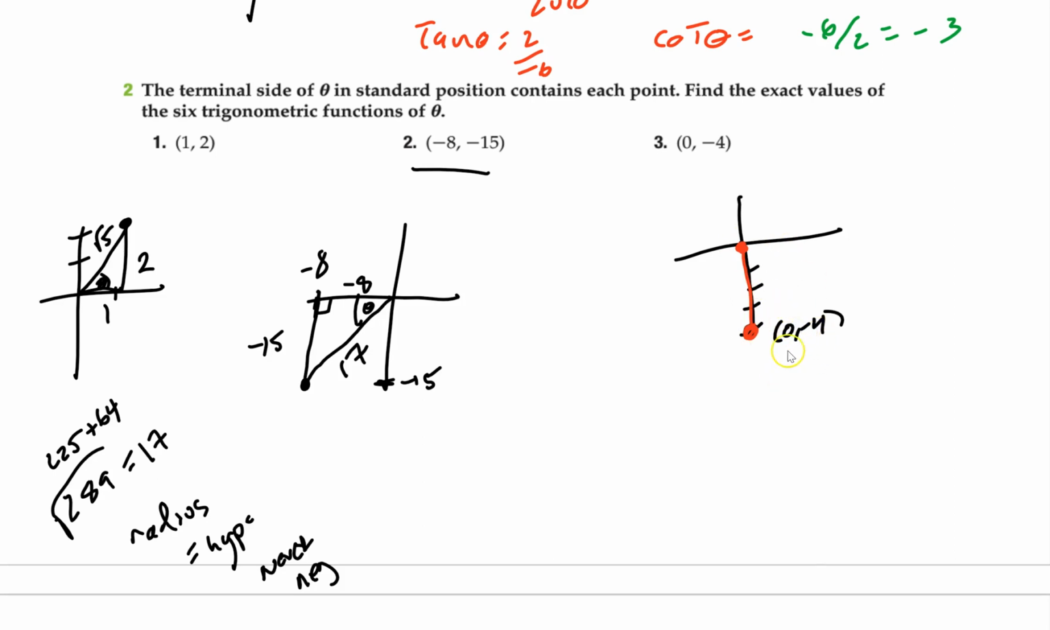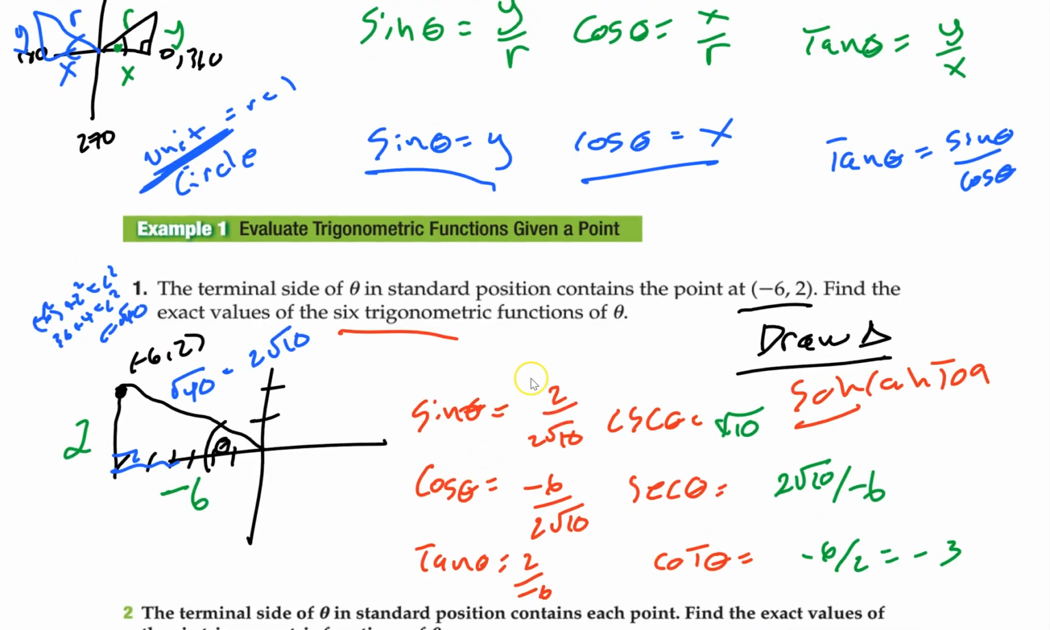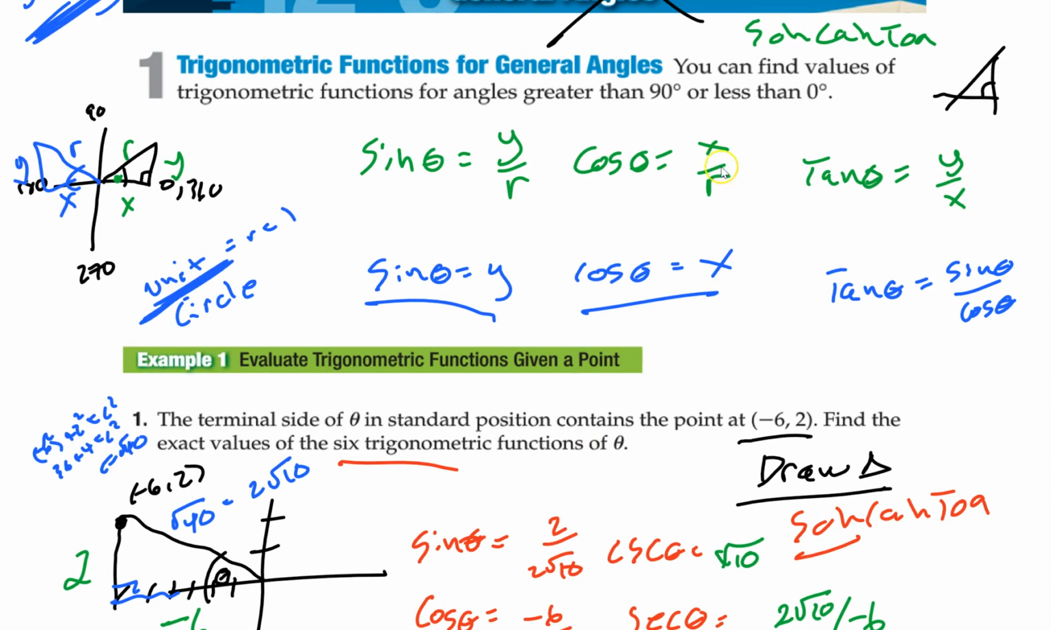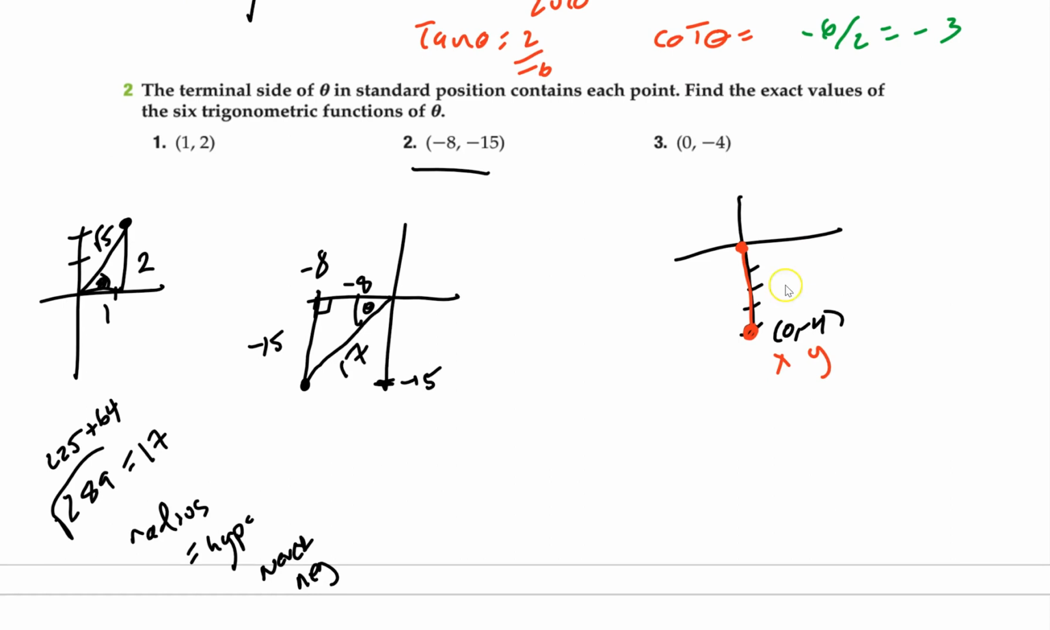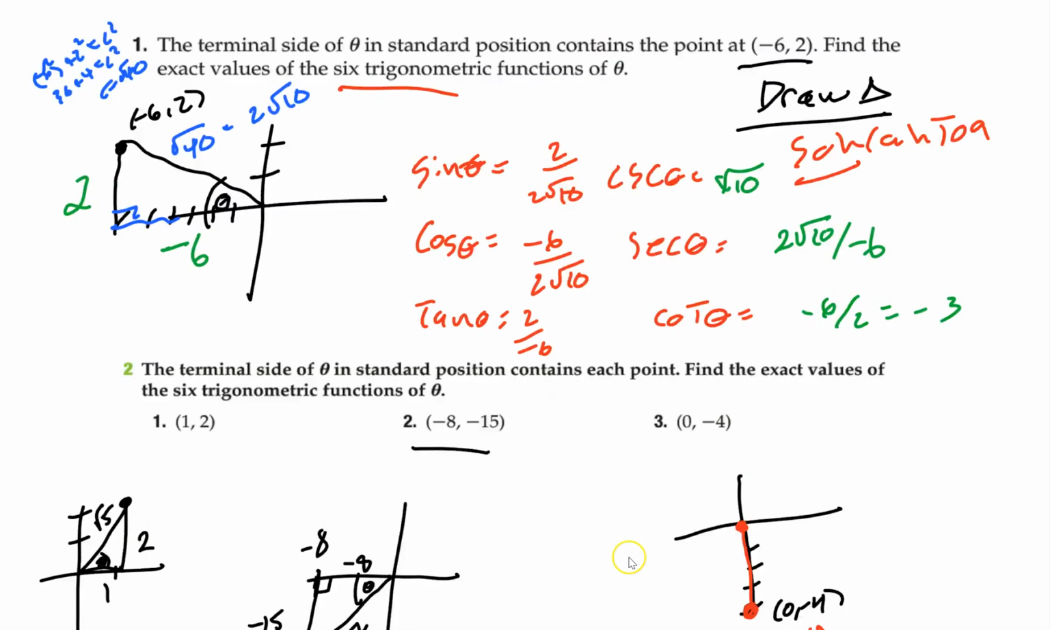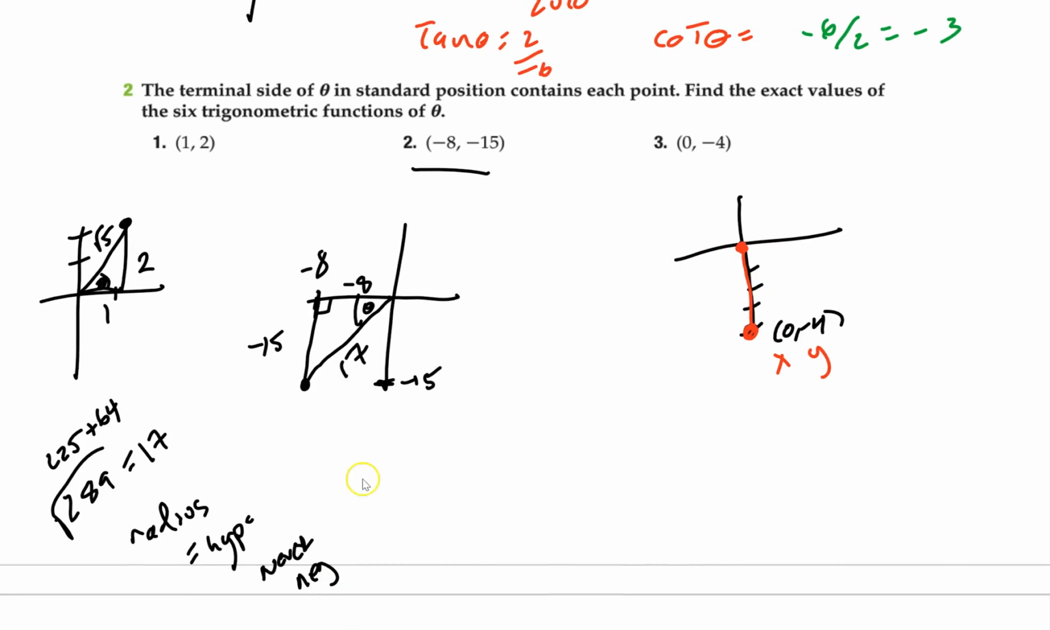This one's special. This is my x value and my y value. And now this is where we use our formulas. Sine equals y over r, cosine equals x over r, tan equals y over x. I'm not going to use the unit circle values yet, because this is not a length of 1, this is a length of 4. So in this case, our r is 4. Sine is y over r, cosine is x over r, and tan is y over x, or sine over cosine.